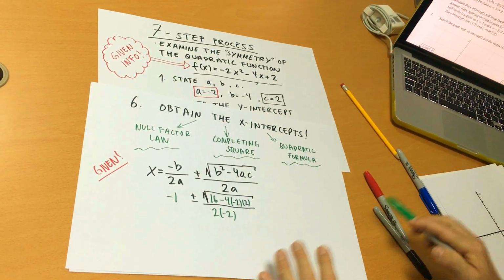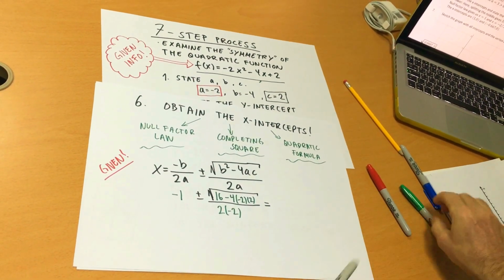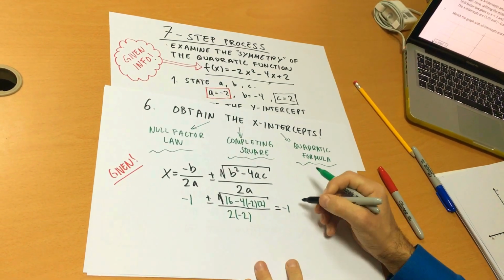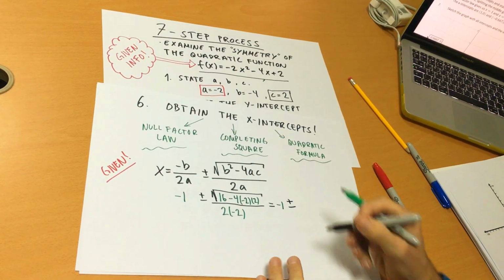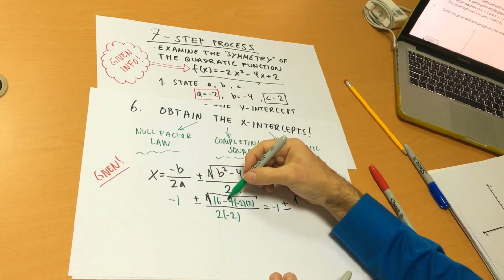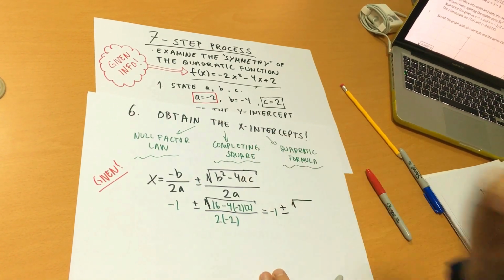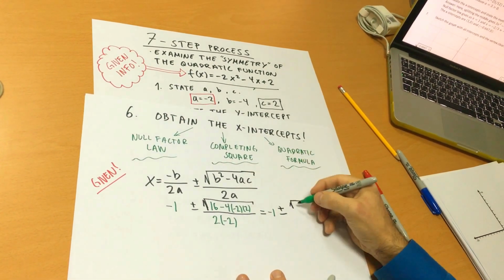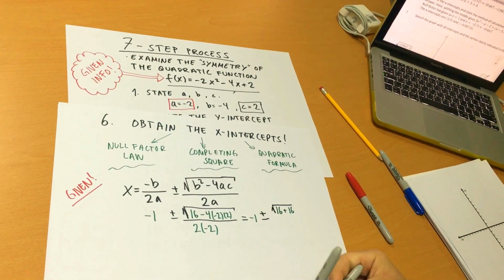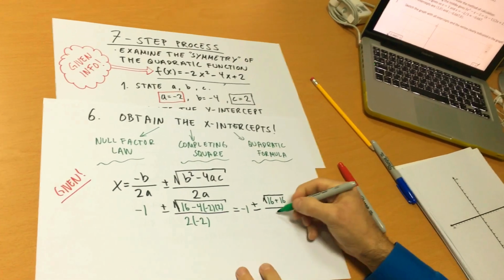Okay, so what do we get here? This becomes, well, negative 1 is still going to be negative 1. Nothing will happen with it. Then we have plus minus square root. So you have negative 4 times negative 2, that's positive 8. Positive 8 times 2 is positive 16. So we have 16 plus 16. And in the denominator, I get negative 2 times 2, which is negative 4.